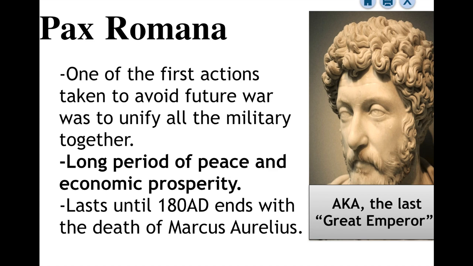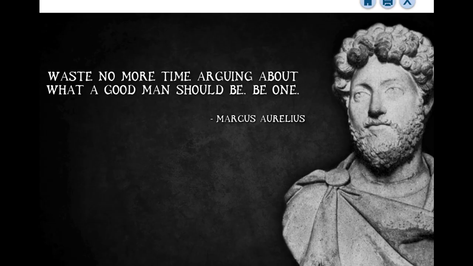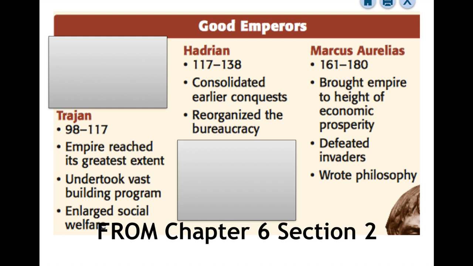Now, the end of Pax Romana comes when the last great emperor, Marcus Aurelius, passes away in 180 AD. Now, when it comes to emperors, the way the book describes emperors is quite interesting. They basically look at emperors as good emperors and bad emperors, and there's really a lot of emperors altogether, but I think for the sake of simplification, that's what they did.